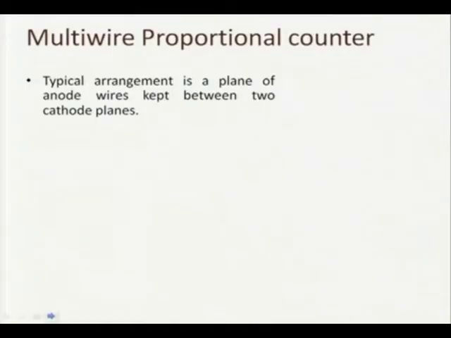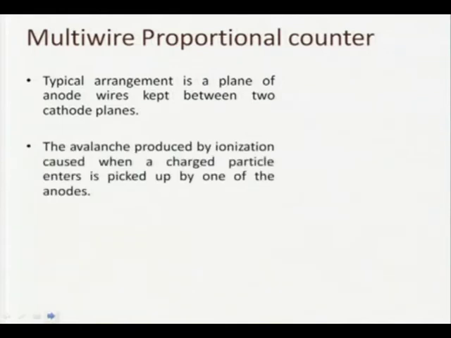Now, a slightly better version of this proportional counter is called the multi-wire proportional counter. A typical arrangement is two cathode plates and anode wires kept in a plane. This is a cross-sectional view. When you have the whole thing cut in a cross section, you can see the cross section of the anode wires at the center. These are different anodes kept at some small distance away from each other, between the cathode plates.